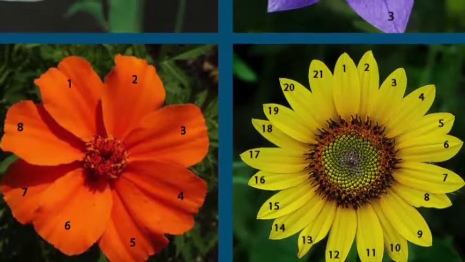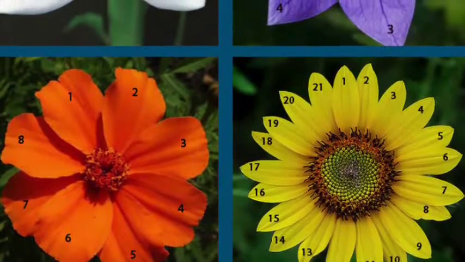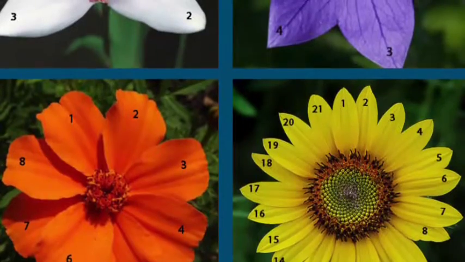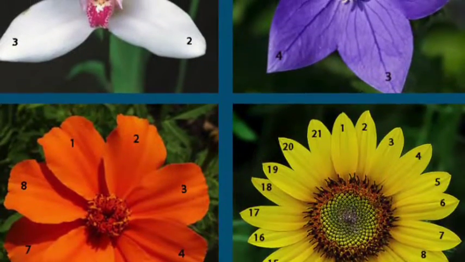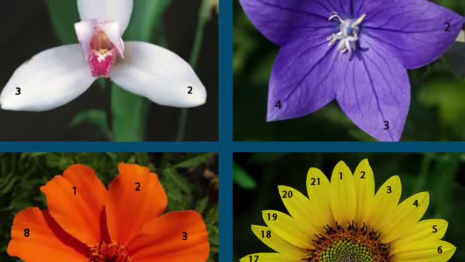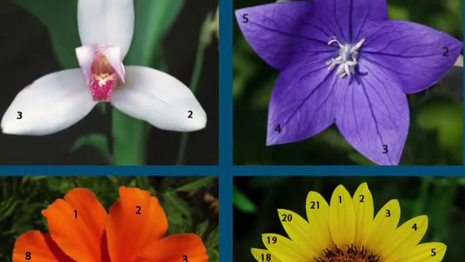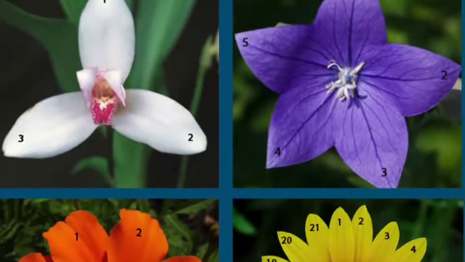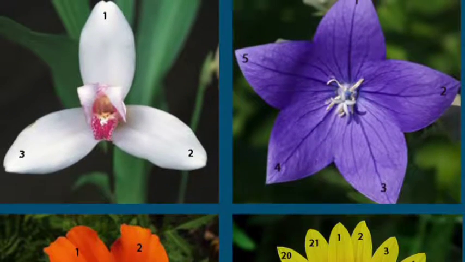It doesn't stop at seeds though. Take a look at these flower petals. The number of petals on each flower corresponds to a number in the Fibonacci sequence. 3, 5, 8, 21. These are all Fibonacci numbers. So make sure you pick the right Fibonacci number when you want to see if someone loves you.